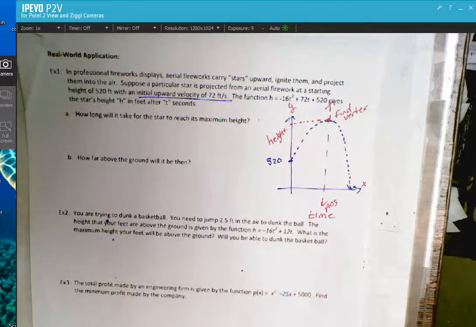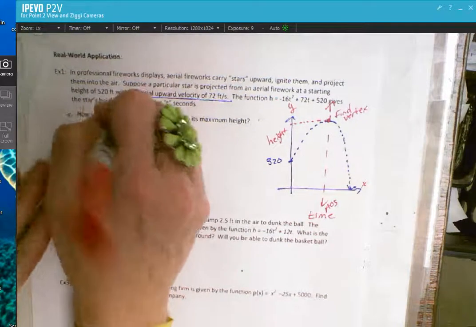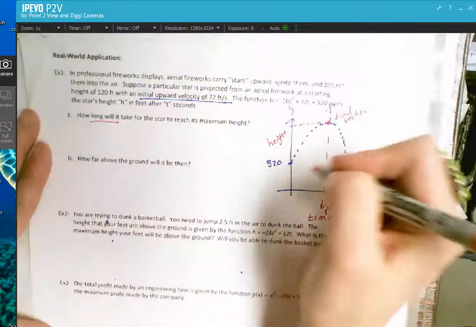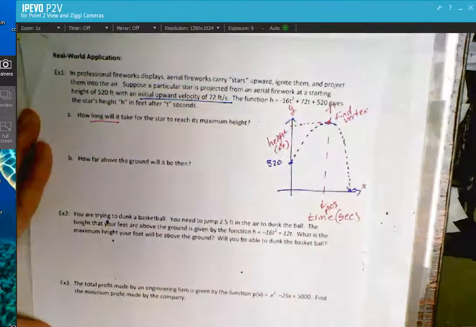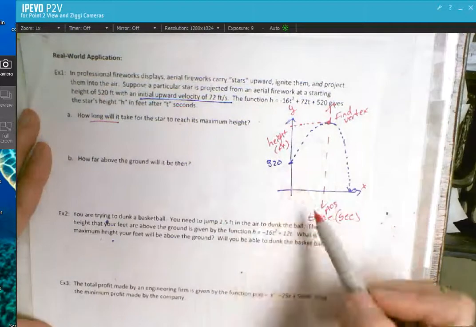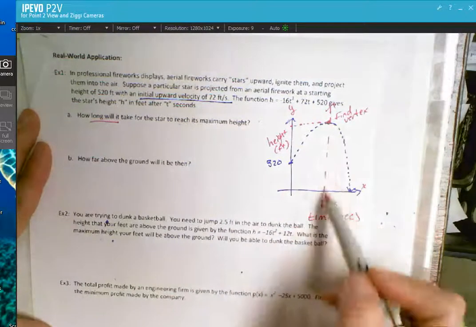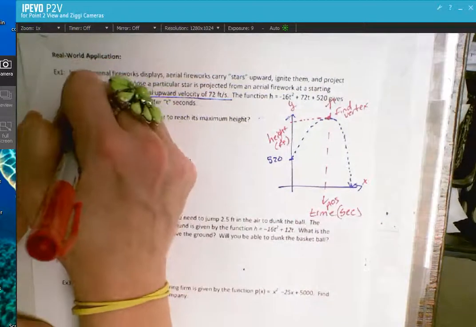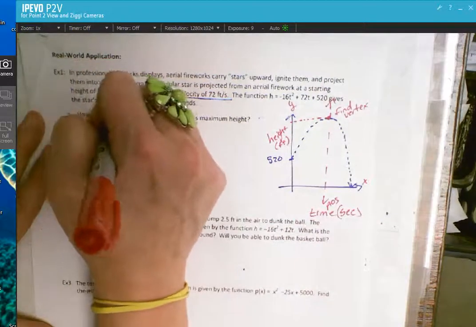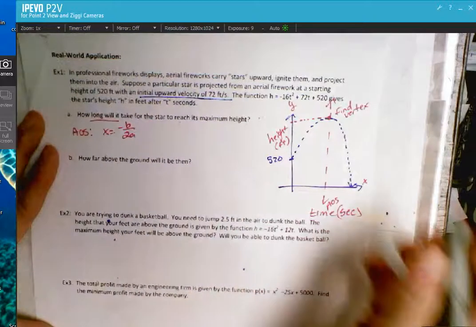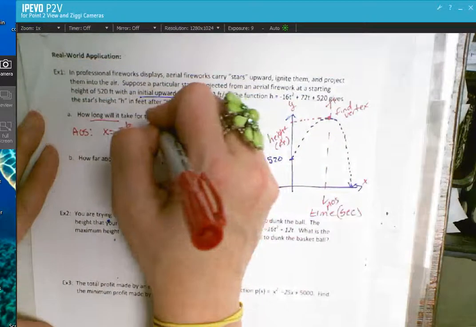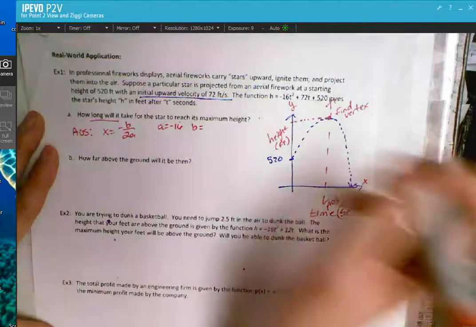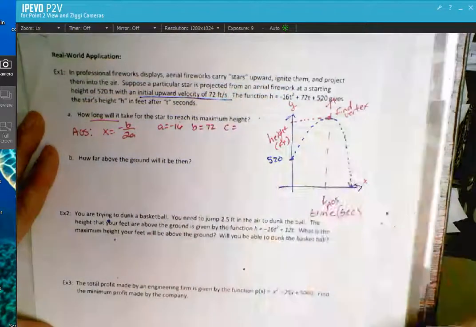So let's figure it out. How long will it take? So that's the number of seconds. So these are seconds. Will it take, and these are feet, to reach its maximum? So I want to know how high up it goes. So I need to find the axis of symmetry, because that's where it lives on the x-axis. So I know my axis of symmetry is x is equal to negative b over 2a. In this case, they gave me the function. So I know a is equal to negative 16, b is equal to 72, and c is equal to 520.